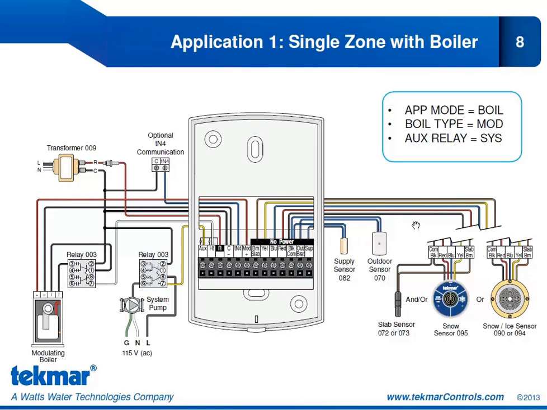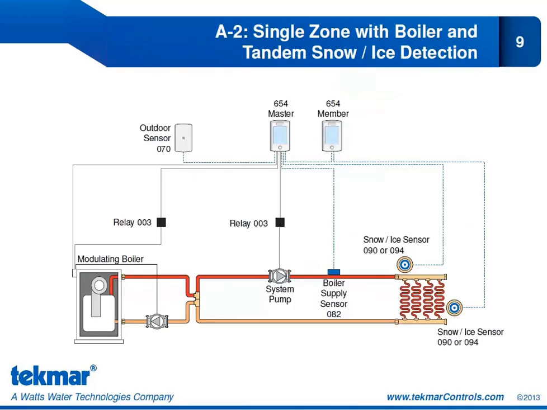So taking a look at our essential settings, application mode is boil. We are operating a boiler. What type of boiler? It is a modulating boiler. What is our auxiliary relay doing? It's operating the system pump. So those are our 3 essential settings. Application 2 shows our single zone where we are operating a boiler and where we're also doing tandem snow ice detection.